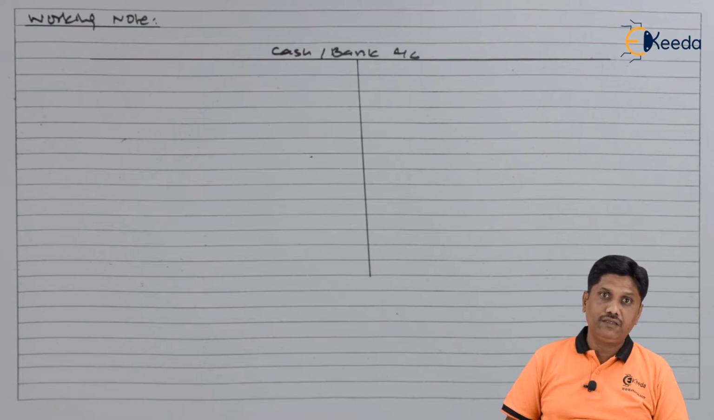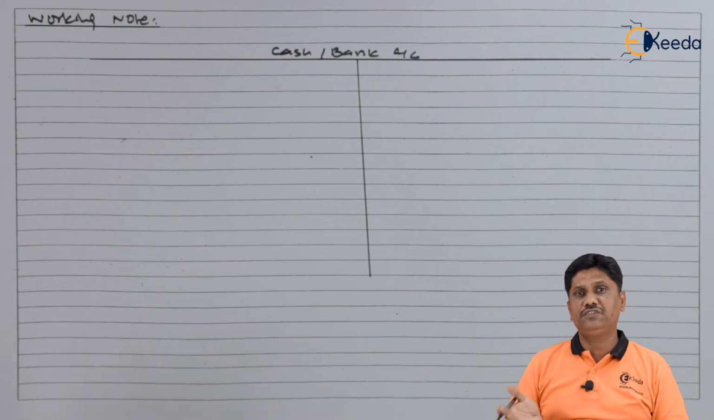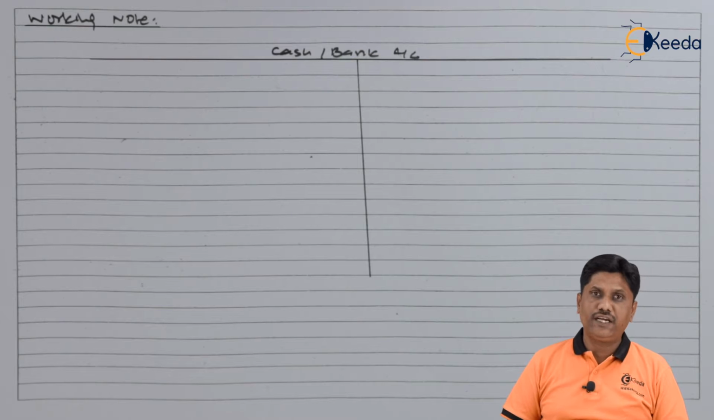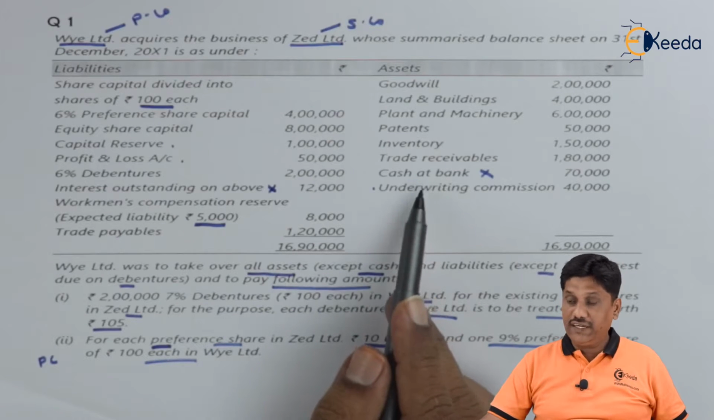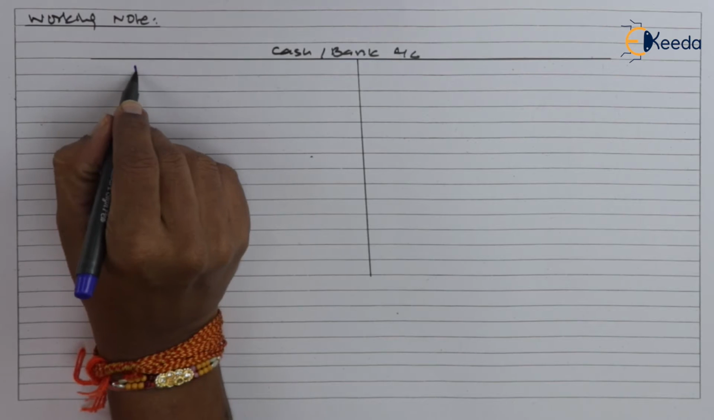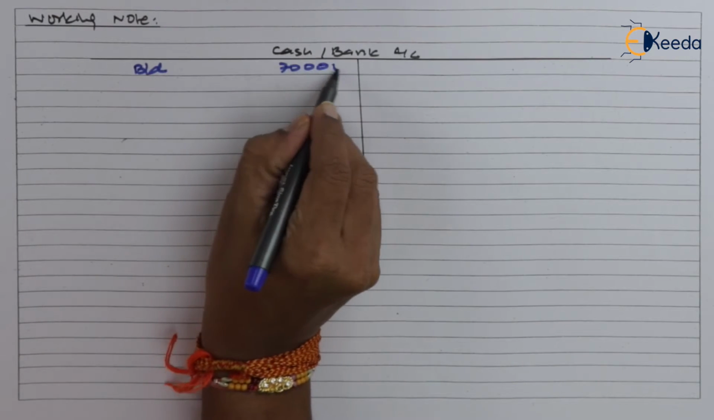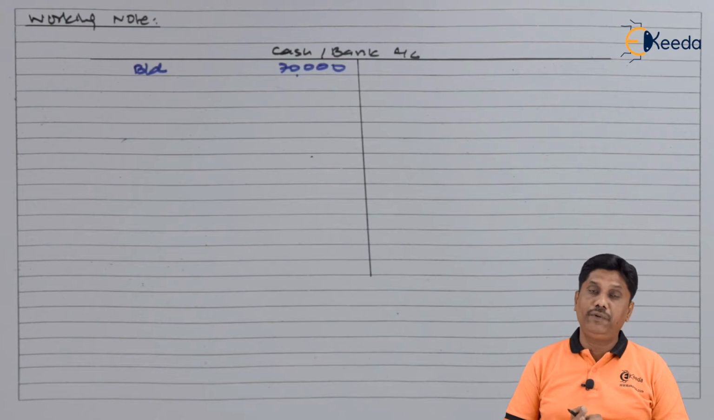Friends, I am ready with the cash or bank account, which is in simple format. Here once again I will just debit and credit the amount. Let us write firstly what is the opening balance. This is the cash or bank balance which was not taken over, I will debit to the account. Brought down amount is 70,000. Now I will simply debit and credit the account based on our entries.